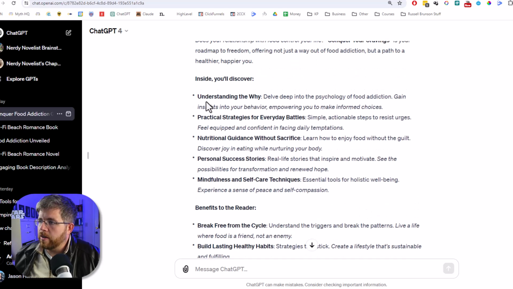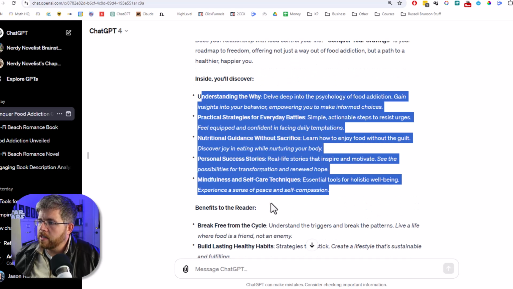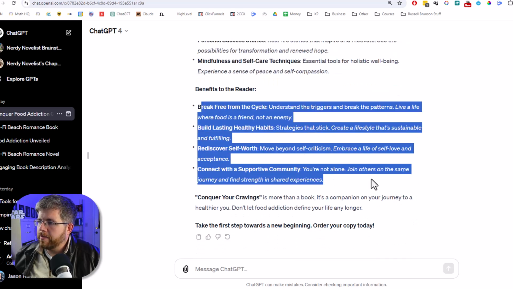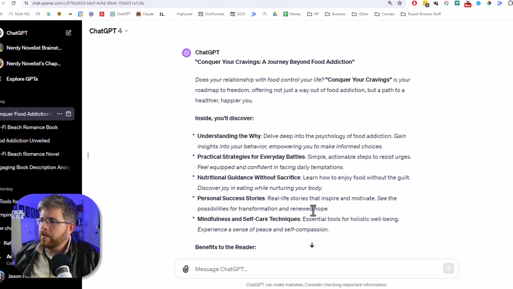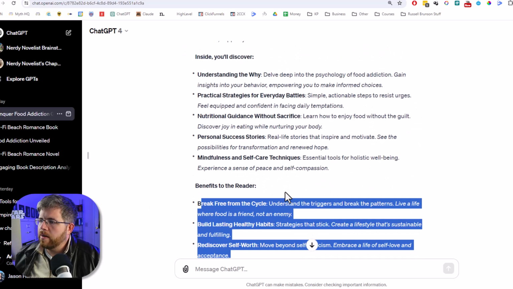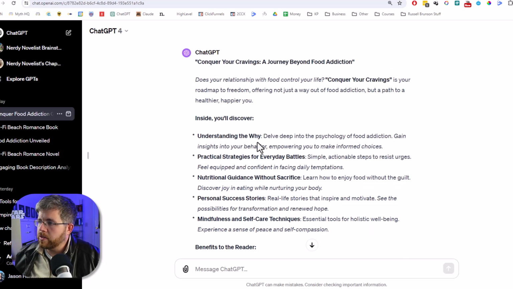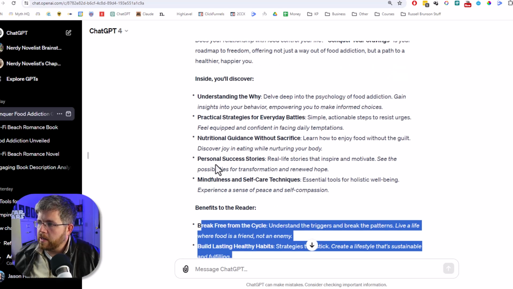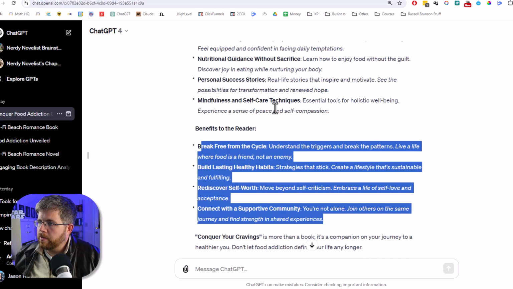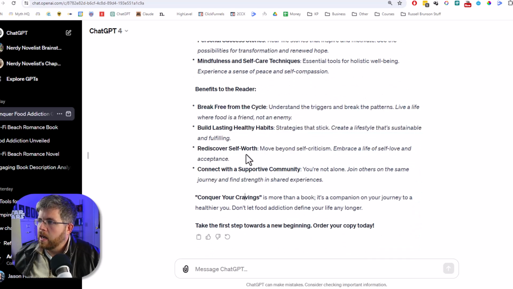Inside, you'll discover... and then here we have a list of things, just as we asked, and then the benefits to the reader. This might be a little bit too much in the list area, but it's certainly not too bad. We have understanding the why, practical strategies for everyday battles, nutritional guidance without sacrifice, personal success stories, mindfulness and self-care techniques. Let's see if I got that benefit thing right. So: break free from the cycle, understand the triggers, break the patterns, live a life where food is a friend, not the enemy. That kind of did what I asked for.